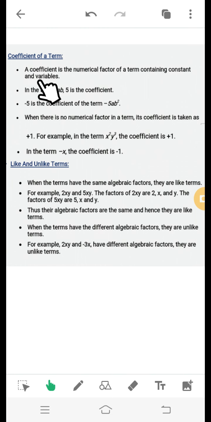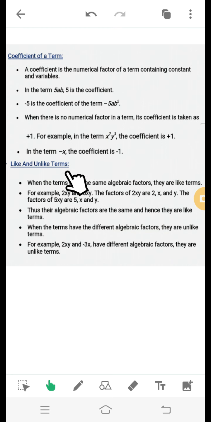Coefficient of a term. A coefficient is the numerical factor of a term containing constants and variables. In the term 5ab, here 5 is the coefficient. In the term -5ab², here -5 is the coefficient. When there is no numerical factor in a term, its coefficient is taken as +1. For example, in the term x²y³, the coefficient is +1. In the term -x, the coefficient is -1, because here the minus sign is given.